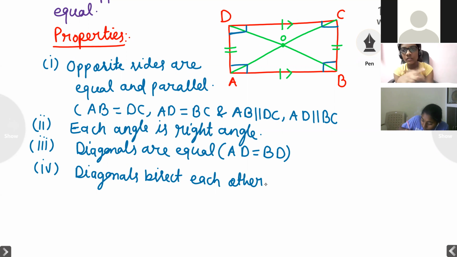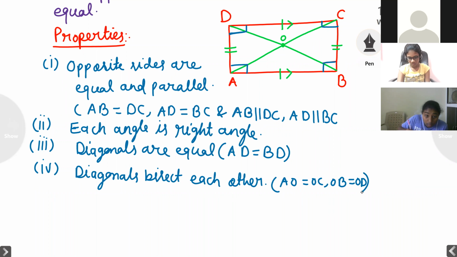What is the meaning of bisect? Bisect means both are intersecting at point O. Both are touching, both are cutting. Okay. Diagonals bisect each other. If diagonals are equal and bisect each other, then the segments of the diagonals will be equal. It means AO equals OC, comma, OB equals OD. These are the properties of rectangles.